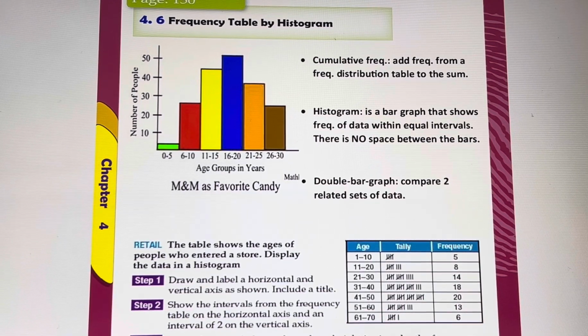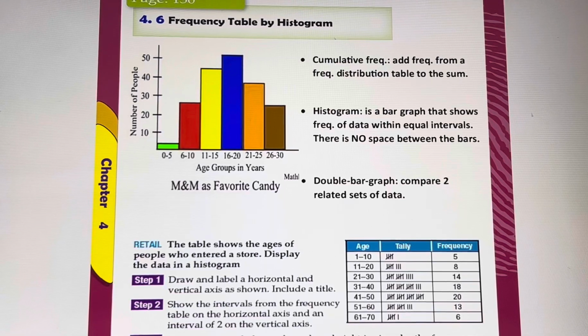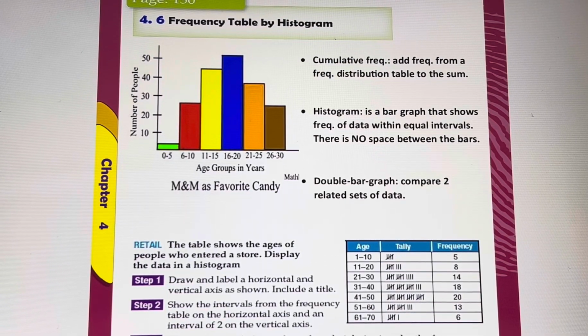Cumulative frequency is when we add frequency from a frequency distribution table to the sum. A histogram is a bar graph that shows frequency of data within equal intervals. The intervals should be the same.